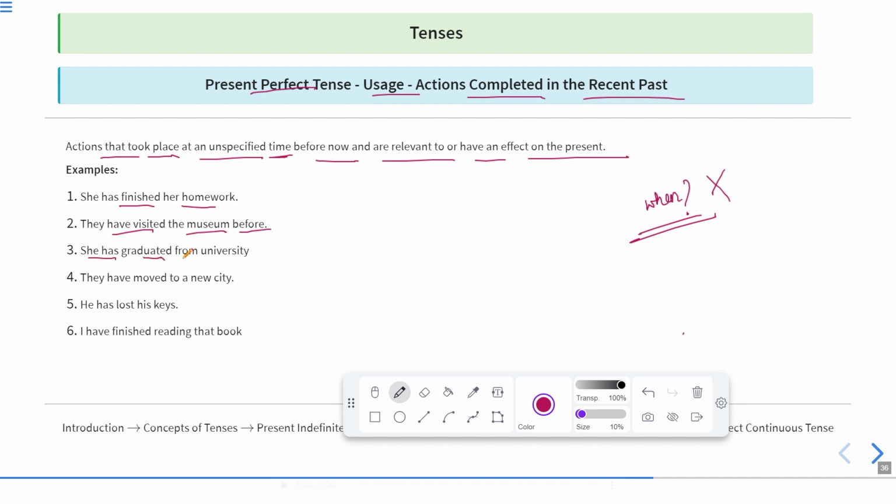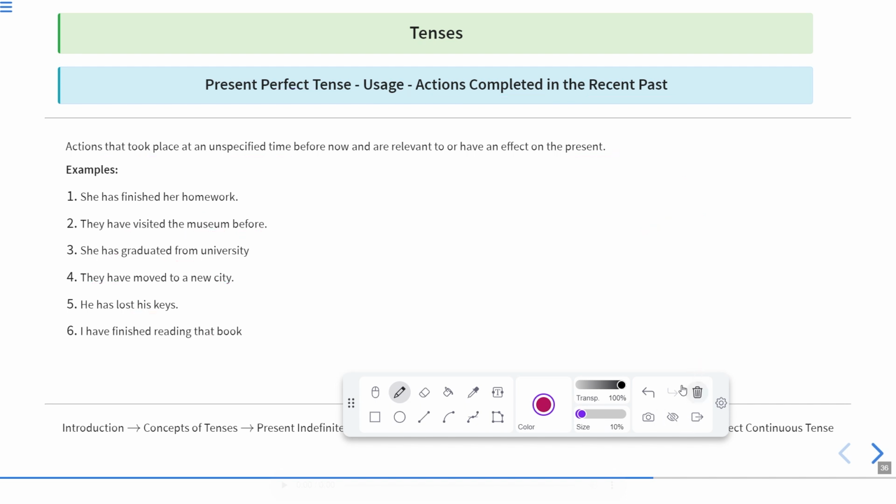She has graduated from university. When? We don't know, but she has graduated, or she has done graduation. They have moved to a new city. When they have moved, no one knows, but they have moved, it is certain. He has lost his keys. Okay, this can also be written in present perfect tense. I have finished reading that book. It means I have read this book entirely. So these sentences should be written in present perfect tense.